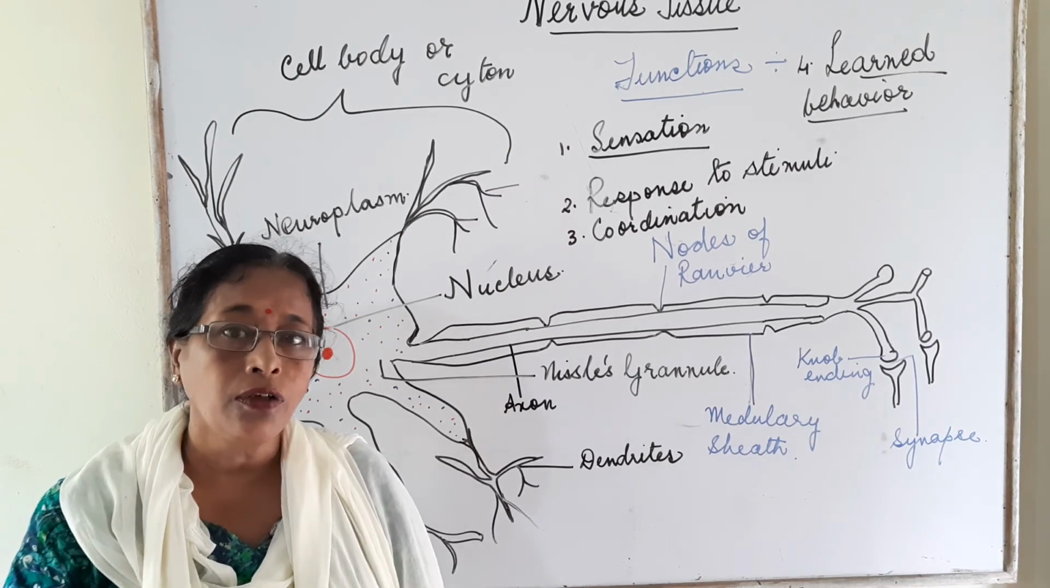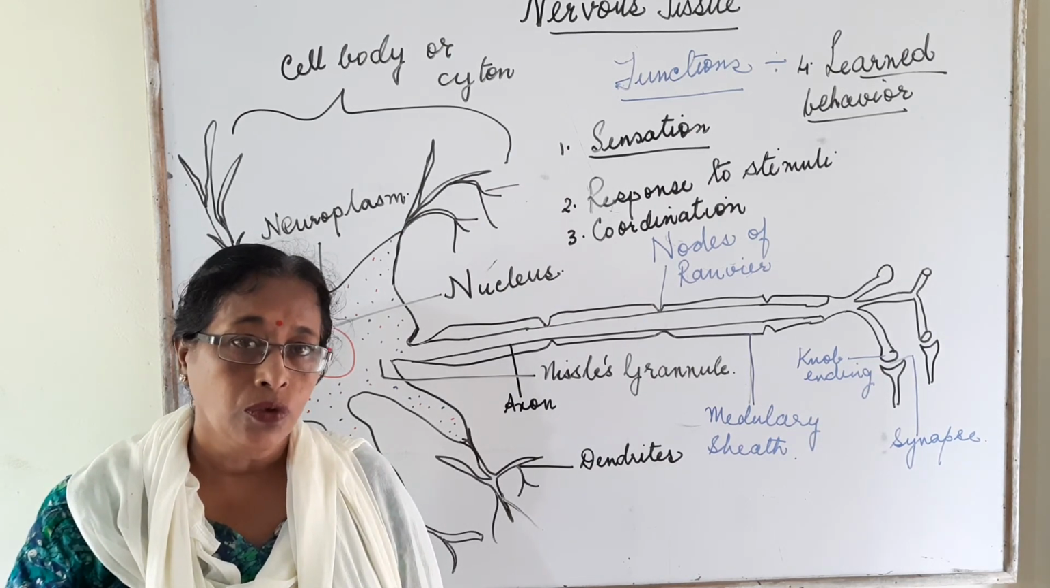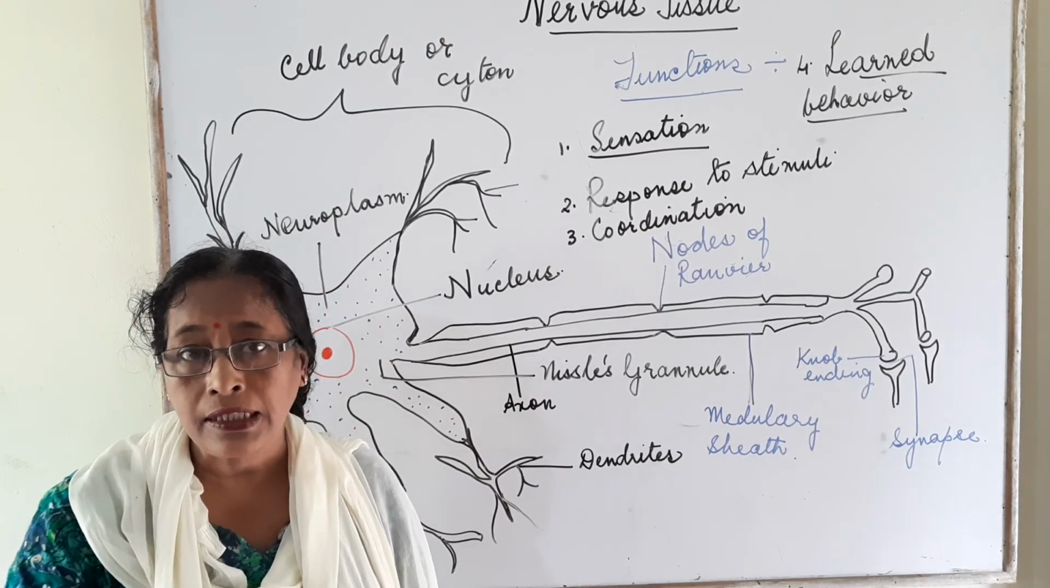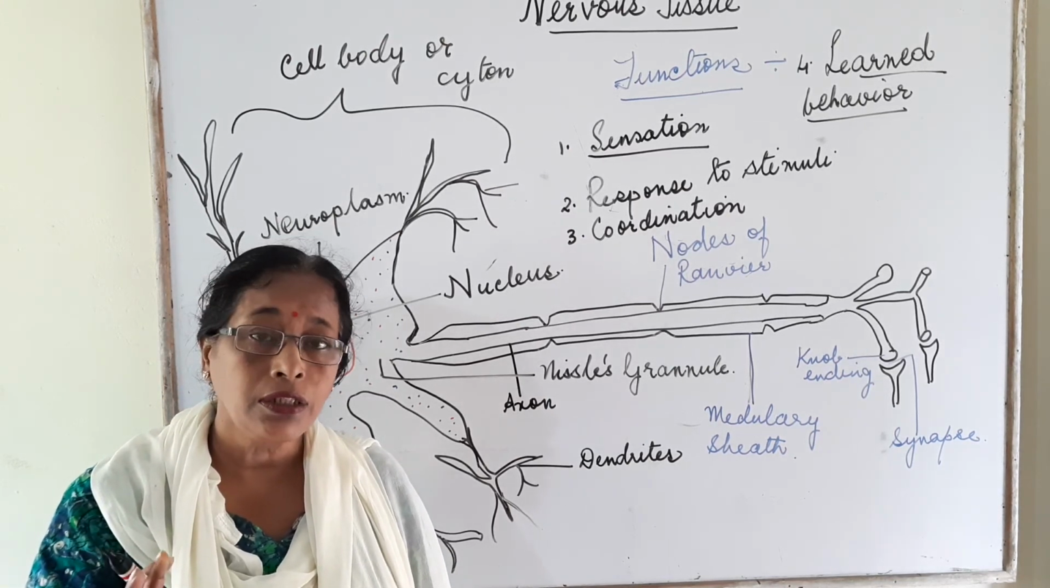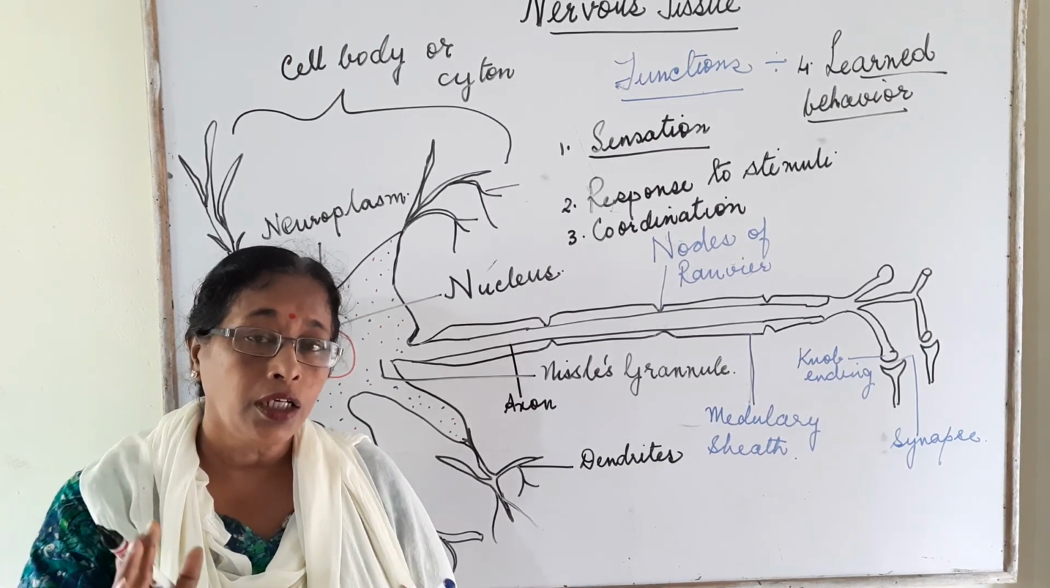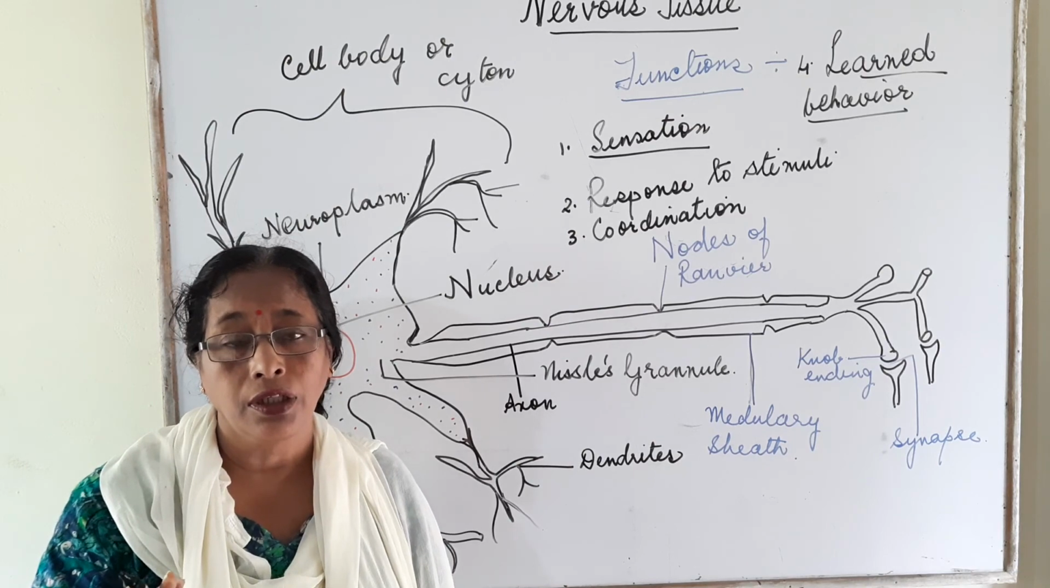So this was the end of the chapter tissue. In this chapter we have learned about the plant cells, plant tissues in detail, and the animal tissues, their structure, their location and their function in detail.